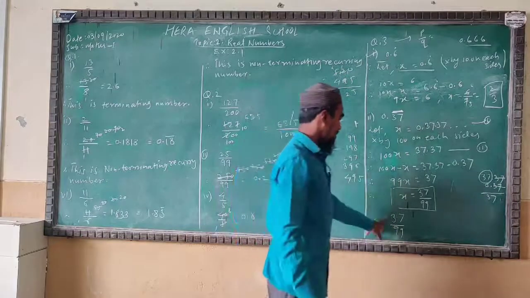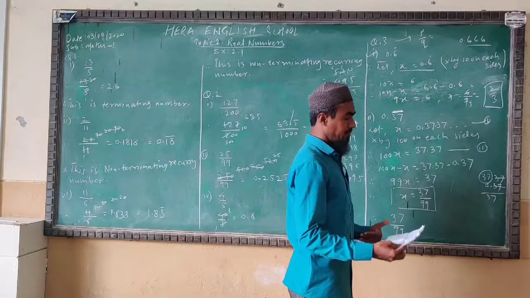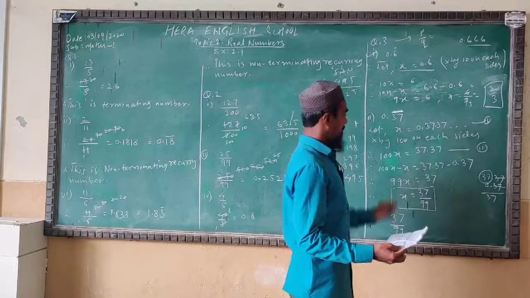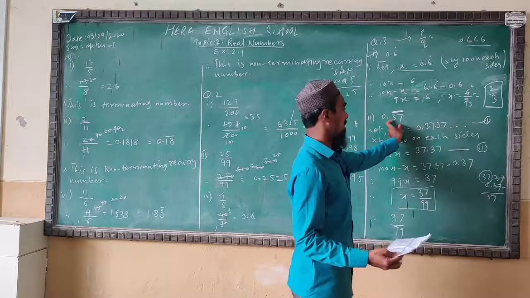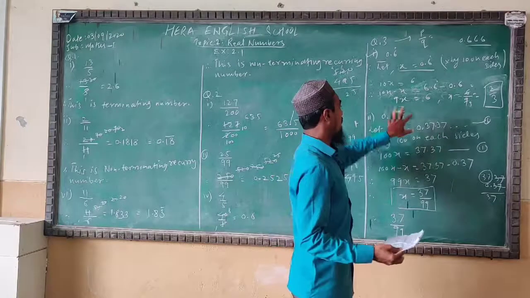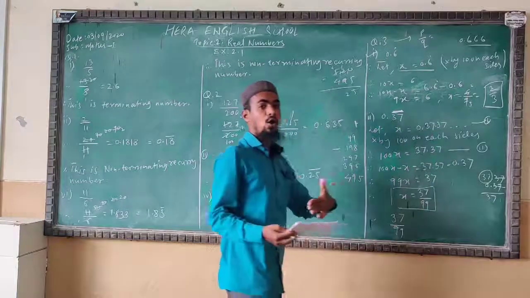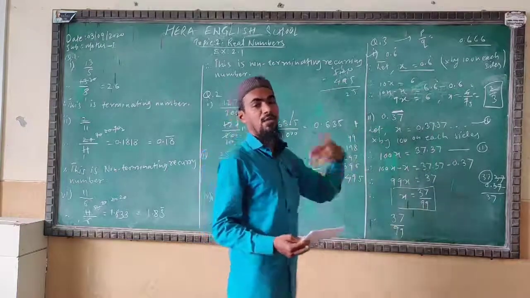Now here we got 37 upon 99. The remaining questions I think you will do very well. See very nicely: if the bar is on 1 digit, multiply by 10; if the bar is on 2 digits, multiply by 100; if the bar is on 3 digits, you will multiply by 1000.